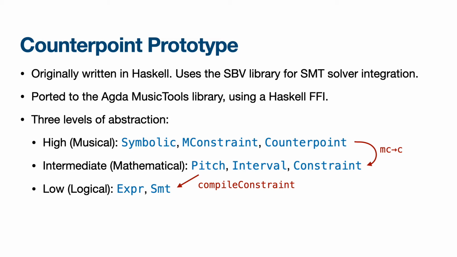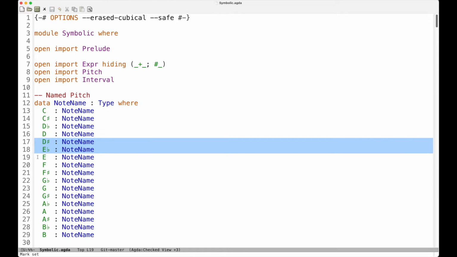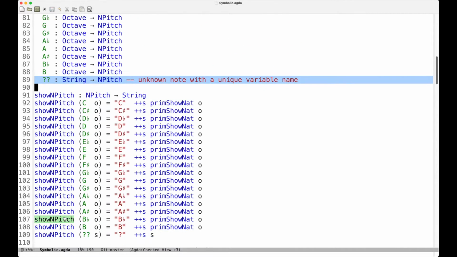Let's now look at the code in more detail. We first look at the Symbolic module, which contains high-level abstractions intended for use by musicians. For example, the user can input either D sharp or E flat as a note name. These are enharmonic equivalents and represent the same pitch class, but the user may wish to use one name or the other, and we want to make sure to return in our results the same input name that was used. The primary abstraction here is NPitch, or named pitch, which takes a note name and an octave. Notice that there's also an unknown named pitch here, which can be used for synthesis, as will be shown later.